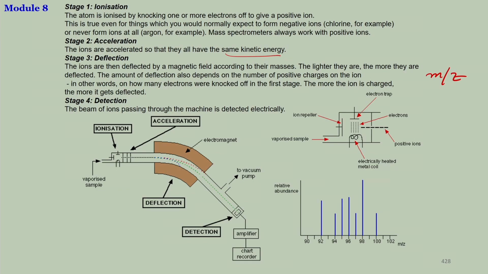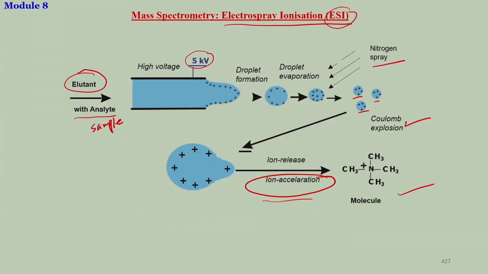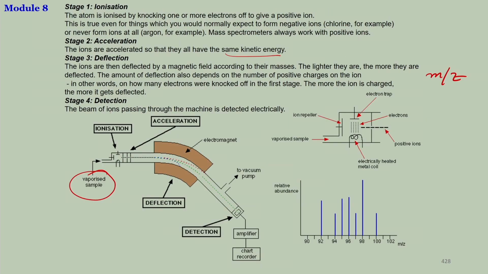Stage 4, the final stage, is the detection. The beam of ions passing through the machine is detected electrically. So, it will basically detect the electrical signals. This is the design. This is the vaporized sample. Here comes the ionization, which forms the ions, then droplets, then spray, then Coulomb explosions, and finally the charged ions. So, that is the job of the ionization.